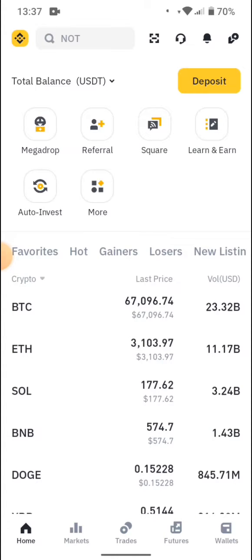In this tutorial, I'm going to guide you step by step, as a beginner, on how you can do futures trading on the Binance exchange.